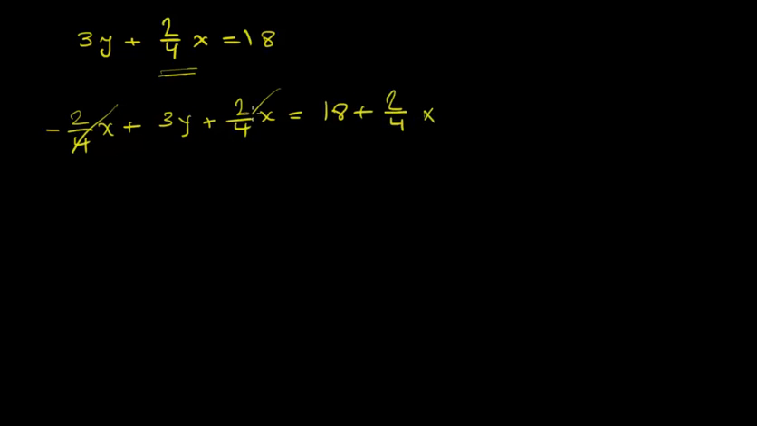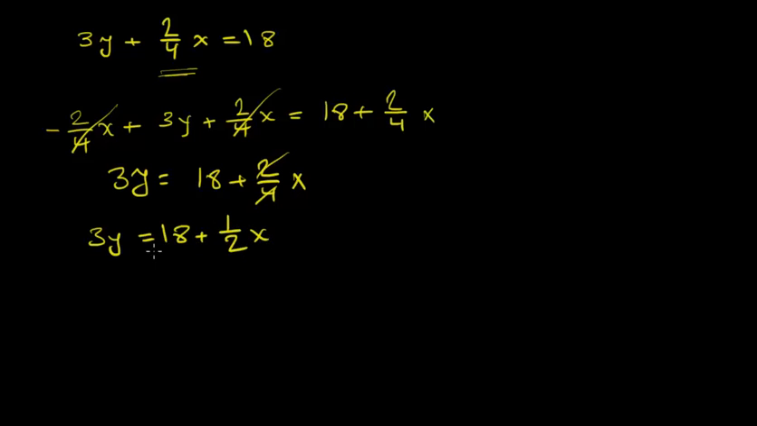Then we cancel out these two. We'll have 3y equals 18 plus 24x. We can simplify this one and write it as 3y equals 18 plus 1/2 x. Now we have to take care of the 3 here next to y. Therefore, we divide this side by 3, 18 by 3, and 1/2 by 3 too.